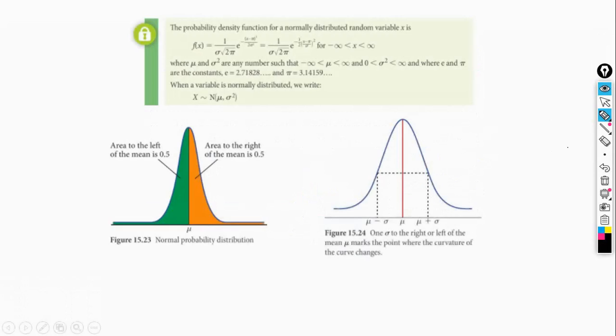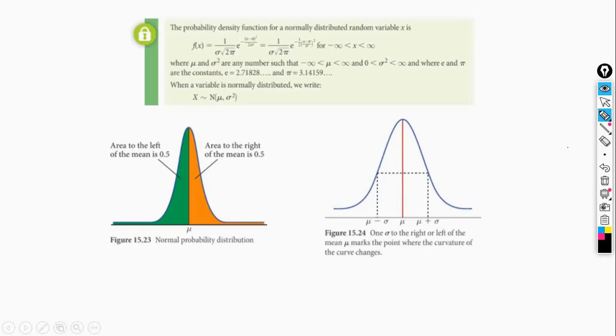So in the next slide, you're going to find the probability density function for a normally distributed random variable x. Now, I leave it here, although we will not make direct use of this formula, since it's interesting to note its properties, because they will help us understand how the normal distribution works.